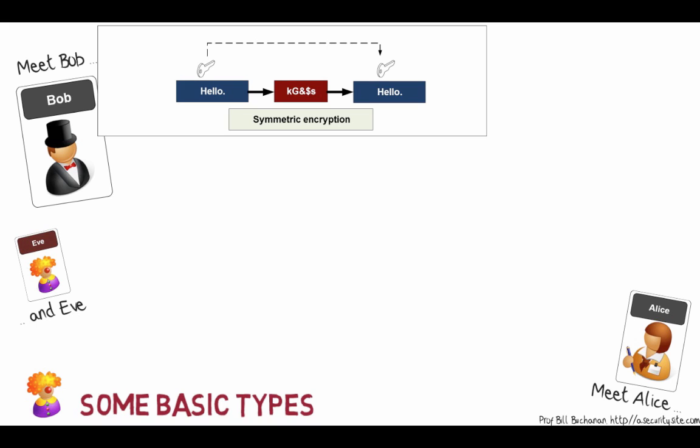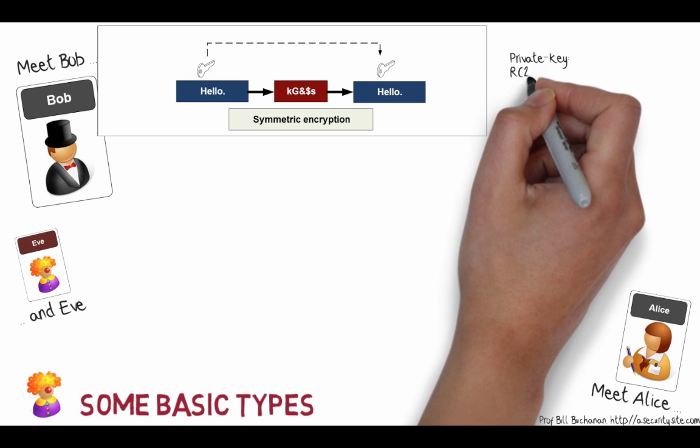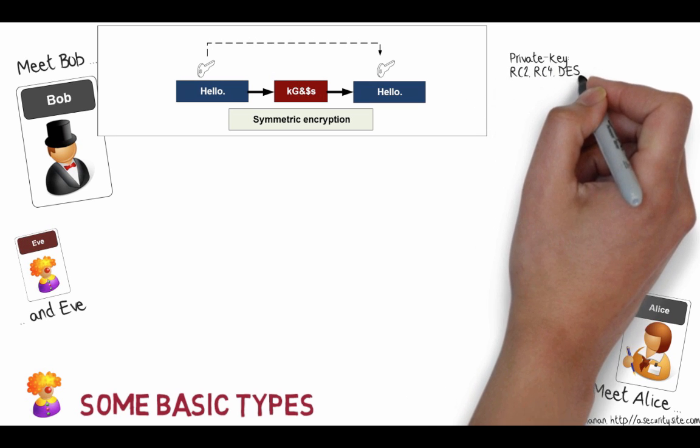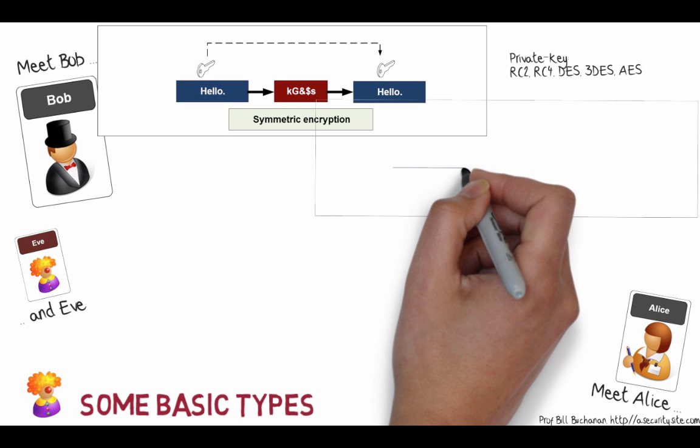The first one that we have is that we use one key to take our plain text into ciphertext, and then back again. The same key is used on both sides, and this is called private key or symmetric encryption. Typical ones that we have are RC2, RC4, DES, 3DES, AES, and so on.